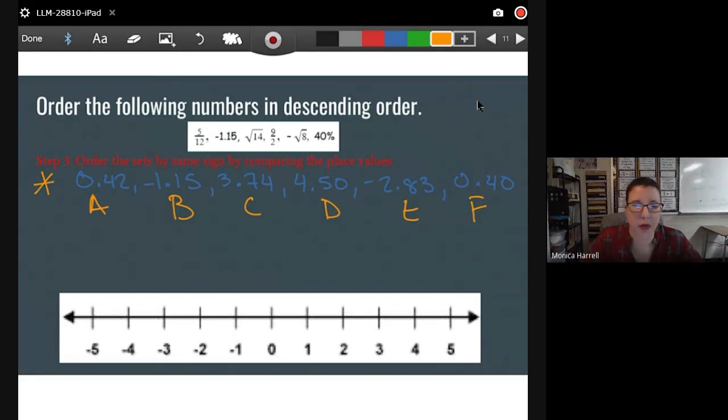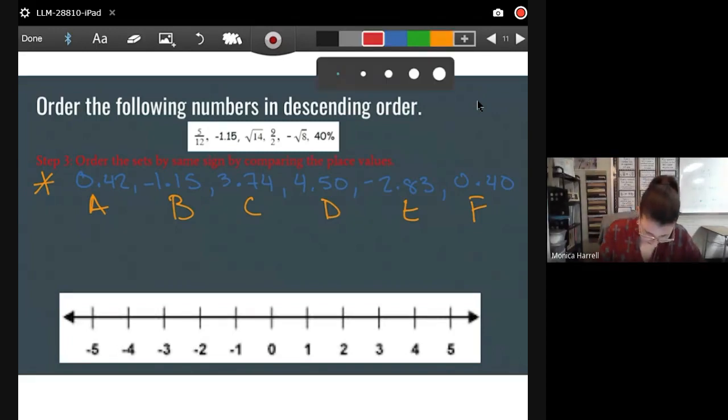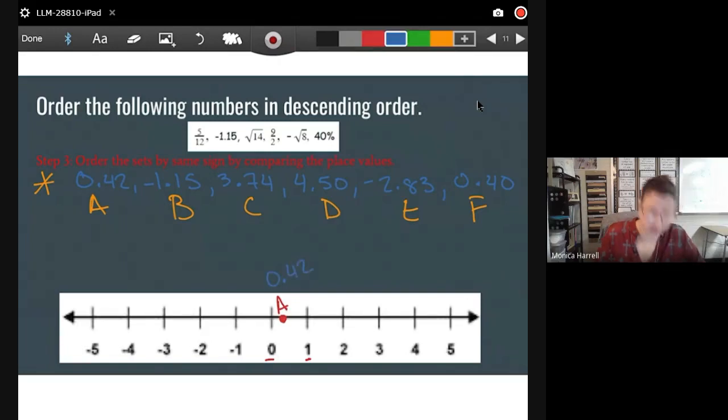0.42 or 42 hundredths. Now I know that that is going to be between my 0 and my 1. This right here would be 0.5. So I'm going to go just a smidgen to the left of that and put that as A. This is 0 and 42 hundredths. Okay. And since I know that I'm going to start with the smallest, once I get them on this number line, then I just put them in order.